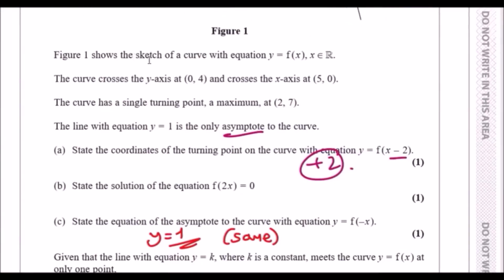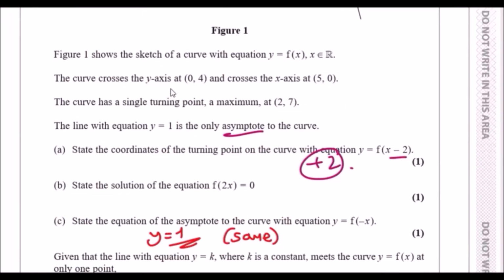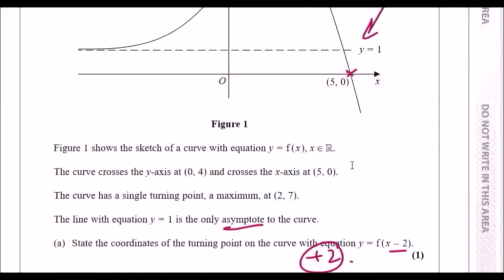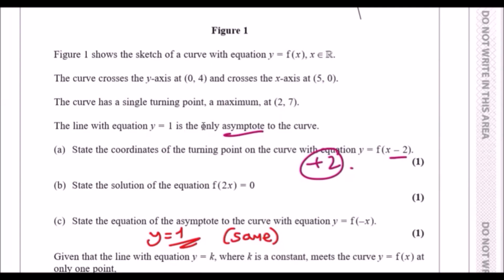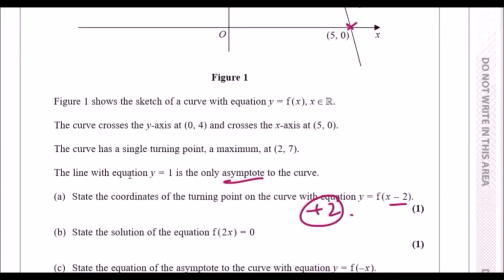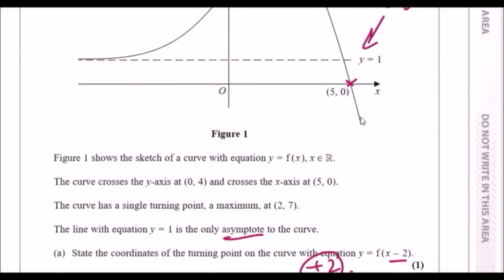So figure 1 shows the sketch of a curve with equation y equals f(x), so just a nice general name. The curve crosses the axes at (0, 4) and (5, 0), so typical ones, just always crossing over here. Now, the curve has a single turning point at (2, 7), which is over here, the highest point. And the line of equation y equals 1, i.e. the dotted line here, is known as the asymptote.